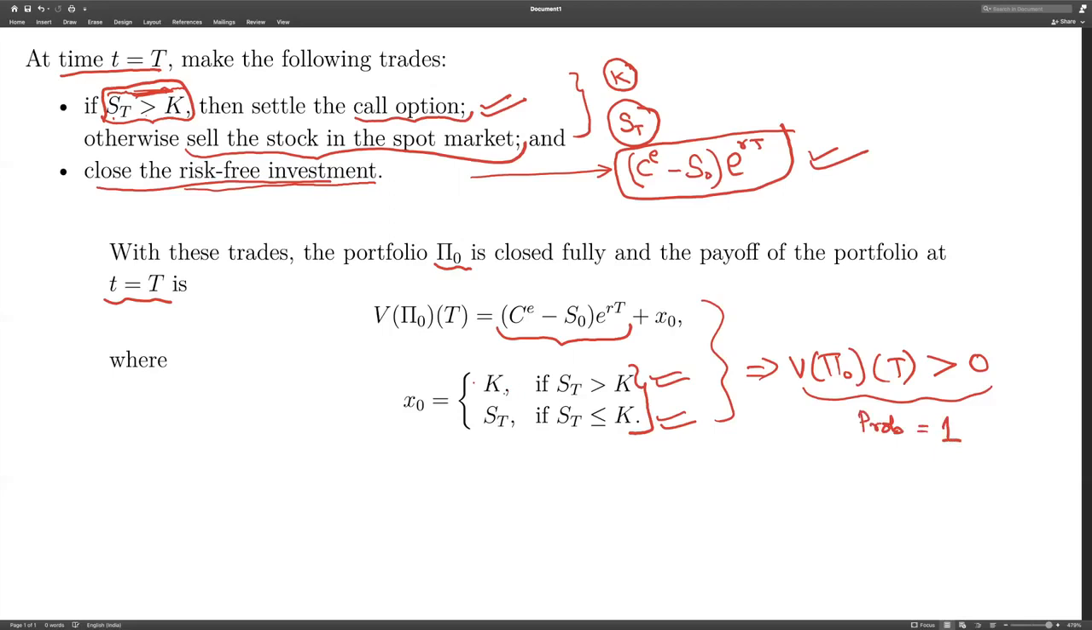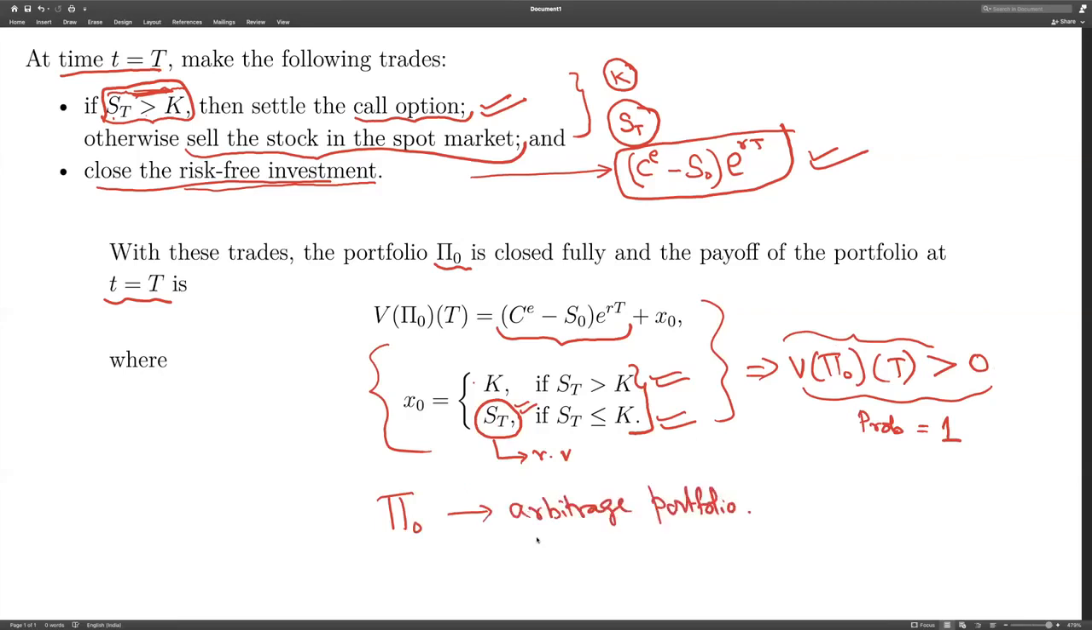Because the only randomness involved in this entire trade is in the spot price of the stock at capital T. This is the only random variable. All others are fixed numbers, right? And you can see here that it doesn't matter what the value of ST is, okay? Your portfolio value at capital T is always going to be greater than 0, unless ST is negative, but throughout this course, we assume that the stock price cannot be negative. That's an assumption. So with that, you have proved that pi naught is an arbitrage portfolio.